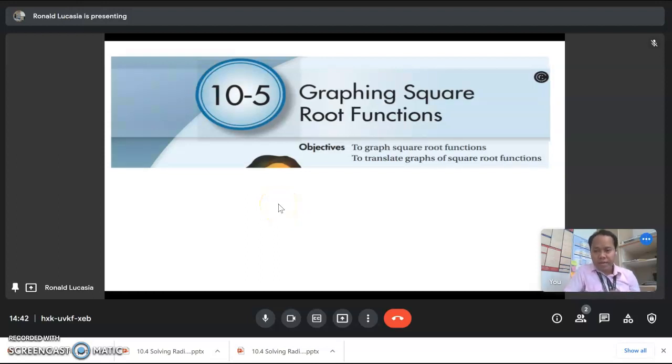Hi everyone. Today we will be learning about graphing square root functions. So I hope you are ready with your pencil, ball pen, or notebook so you can take down notes of some important details to this lesson. At the end of the lesson, you must be able to graph square root functions and translate graphs of square root functions.